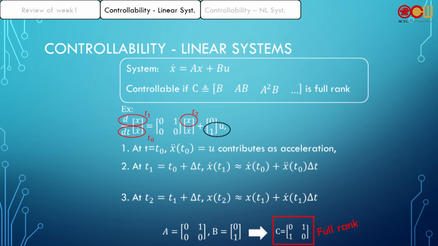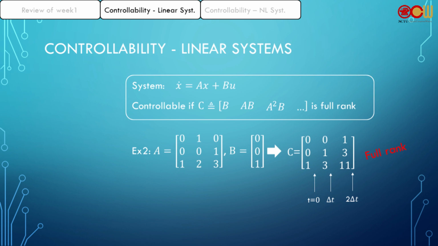Of course, this C matrix, which consists of B and AB, will be full rank. So if this system is a 3-dimensional system, the A matrix is 3 by 3, then you have to check a 3 by 3 C matrix and see if the rank is 3. This second example is dimension 3. So the C matrix here is B, AB, and A squared B. Now you should be able to understand why we put B, AB, and A squared B here, right?